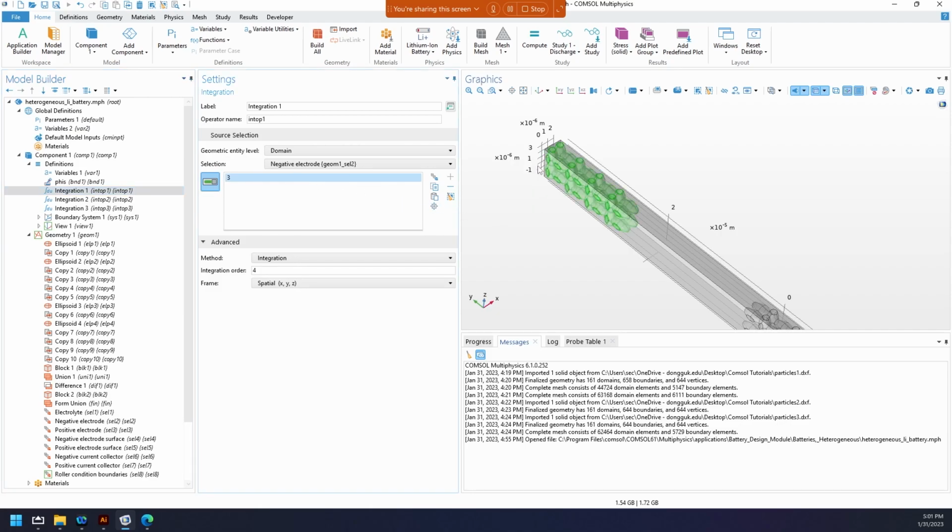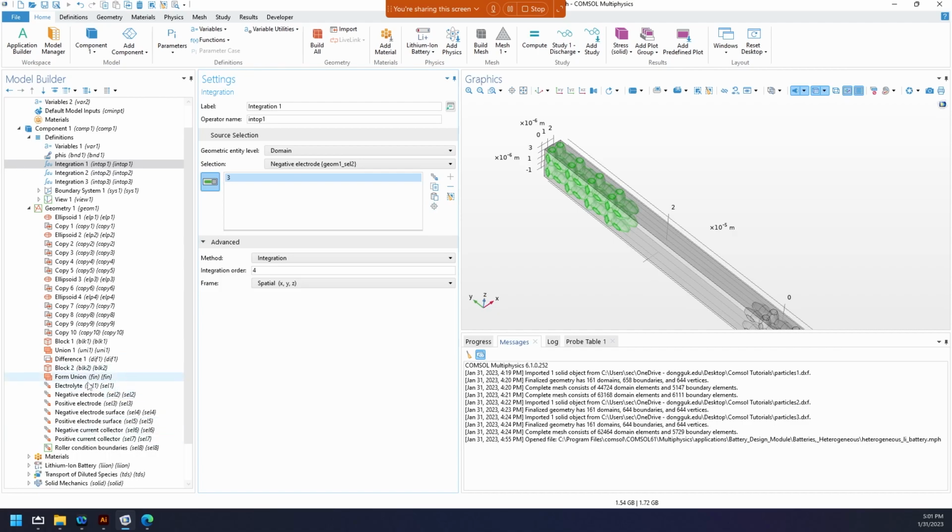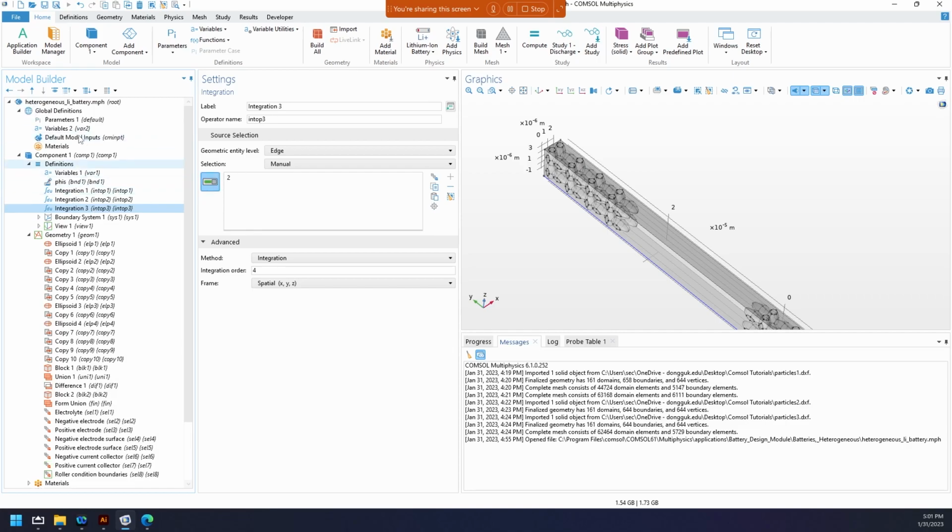So this way, if you change the domains, if we have selected only one particle, or if we did not make any selections, we can access all those particles and it will show a lot of domains. Then we can select each particle and calculate its volume. Next, we can also calculate the surface area if we have selected the boundaries, and if we have selected the edges, we can calculate its length.